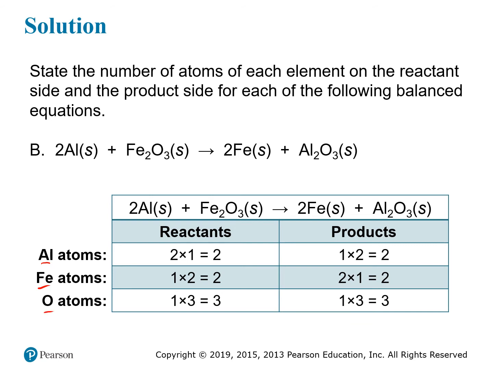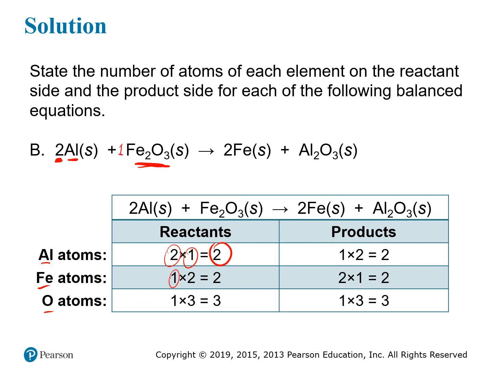If we write a table to keep track of all this, we're going to need an entry for each of these elements. The first one is aluminum. We have this 2 here, which means 2 of whatever follows it, but whatever follows it is just, in this case, a single aluminum atom. So 2 times 1 gives you a total of 2 aluminum atoms. In this second reactant, iron oxide, there's no number in front, which again just means that that's just a 1.